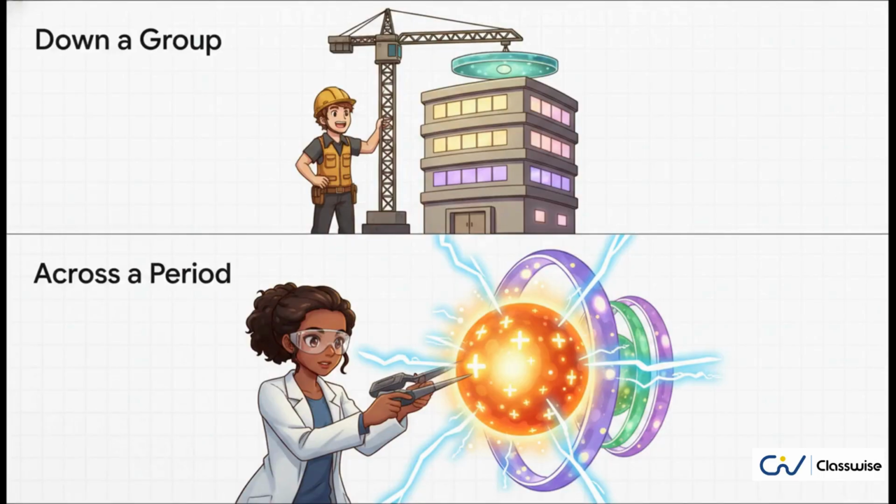Going down a group is pretty straightforward. Each step down, you're adding a whole new electron shell. It's like adding another floor to a building. Of course, it's going to get bigger.